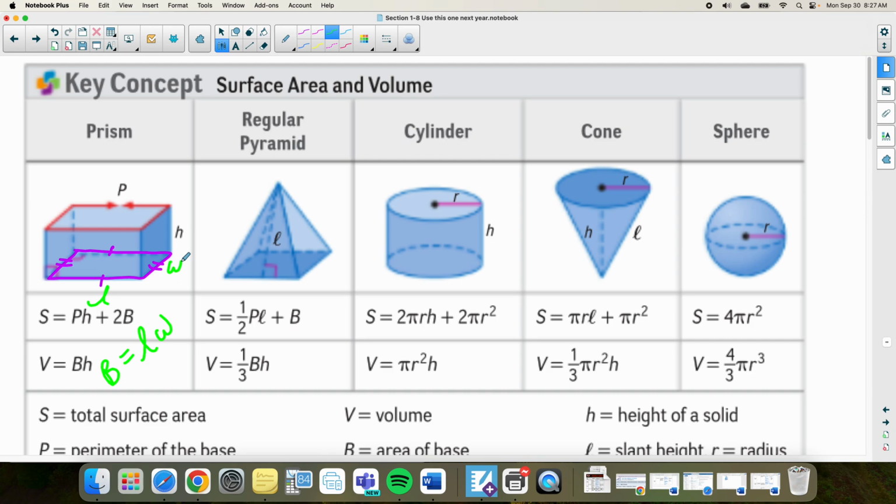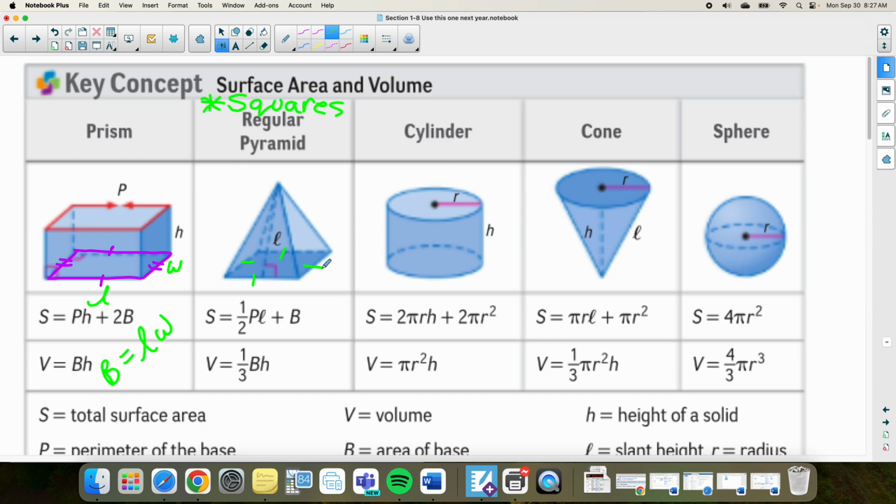So capital B would be length times width, where this is length, this is width for both of those, okay? With a regular pyramid, we talked on Friday that these are always going to be squares on the base. So because of that, we can assume all four of those sides are equal, okay? P is perimeter of that base, so they would all be the same. So if this was 4, you could go 4 plus 4 plus 4 plus 4, or 4 times 4.